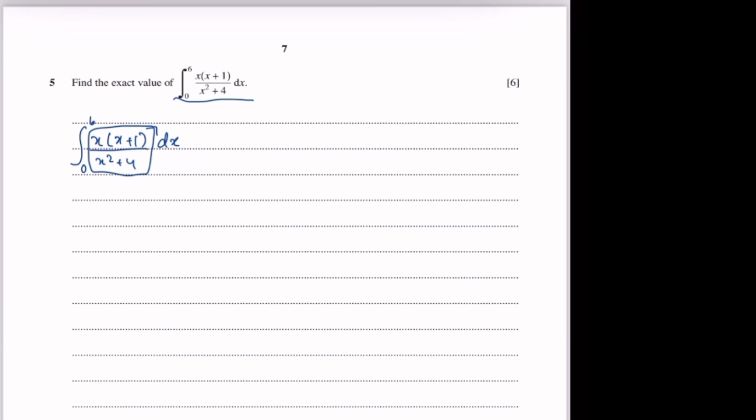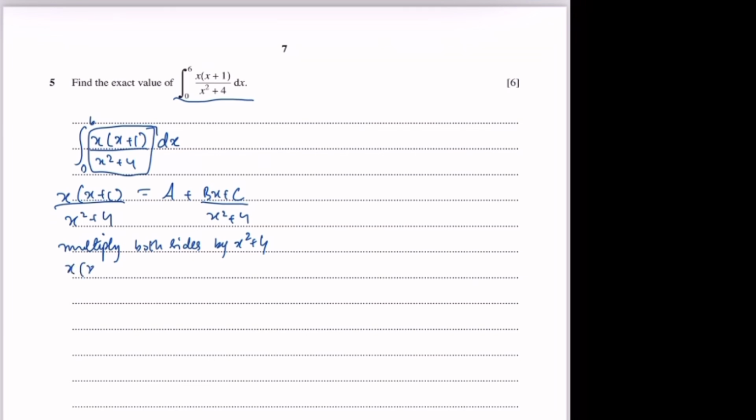So we can see that this is a sort of partial fraction, so we're going to solve it through partial fractions. x into x plus 1 divided by x squared plus 4. We can see this is an improper fraction because it's x squared in the numerator and x squared in the denominator. It's going to be a plus bx plus c upon x squared plus 4. Now we're going to multiply both sides by x squared plus 4. So this becomes x into x plus 1 is equal to a into x squared plus 4 plus bx plus c.